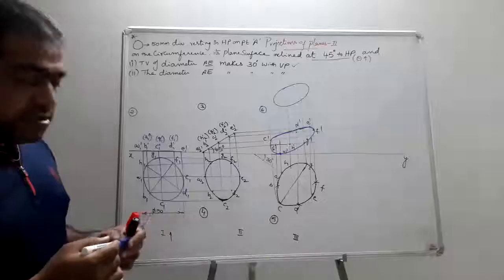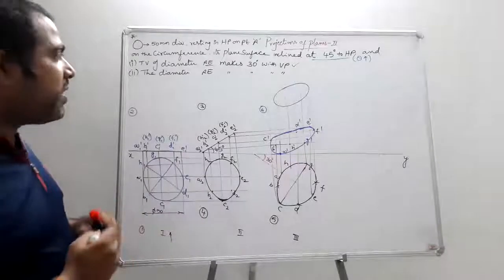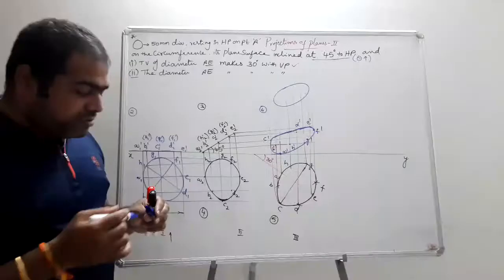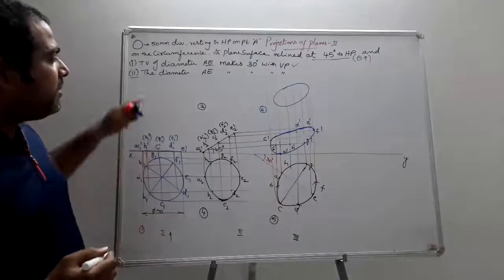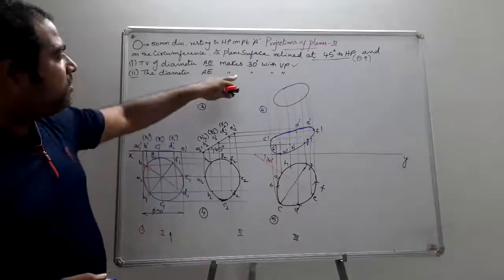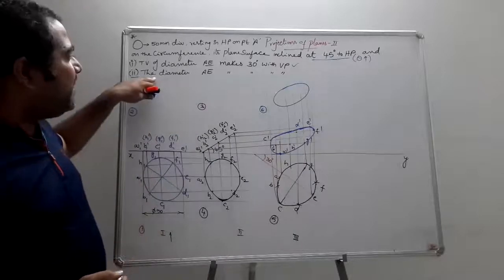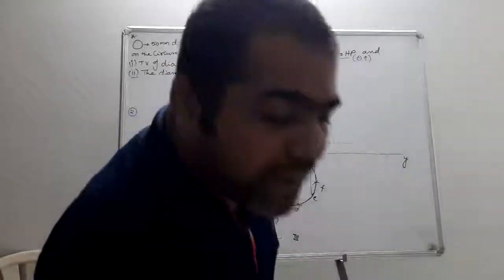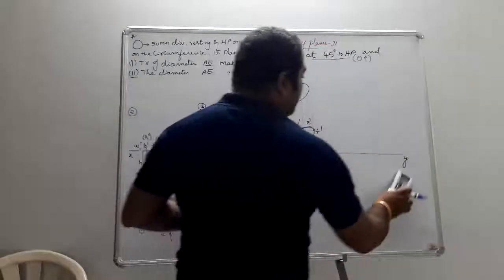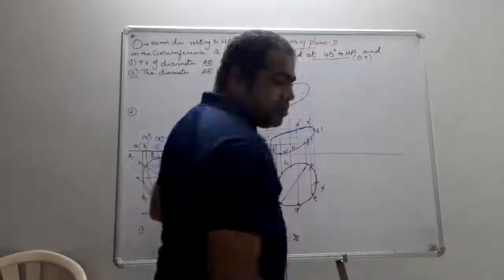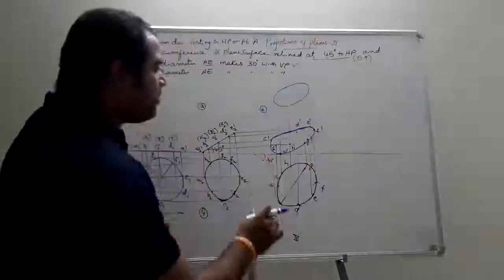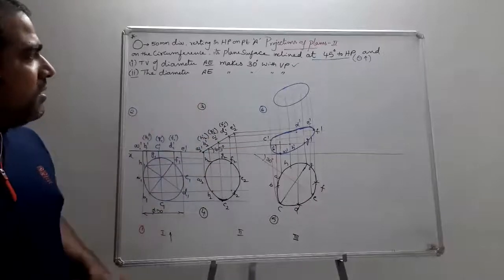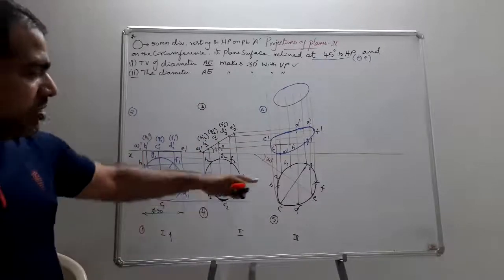Next, this problem is going to have 8 steps. Why? Because it gives two conditions. The diameter AE also makes an angle of 30 degrees with VP. So when the diameter AE is given, now we have to find the apparent angle. So how can we find the apparent angle, sir? On the apparent angle, we are supposed to construct the top view. Okay.